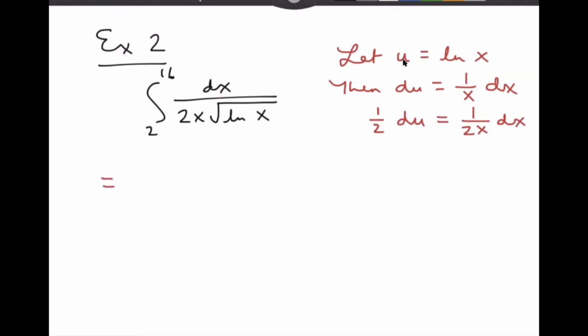So this integral is going to become, let's see, 1 over 2x dx is going to get replaced with 1/2 du. And then natural log x gets replaced with u. Remember the square root, so that's going to go there. Okay. So what I like to do with my definite integrals when I'm using substitution is I like to actually change the limits of integration. So in the original problem, these are x values.